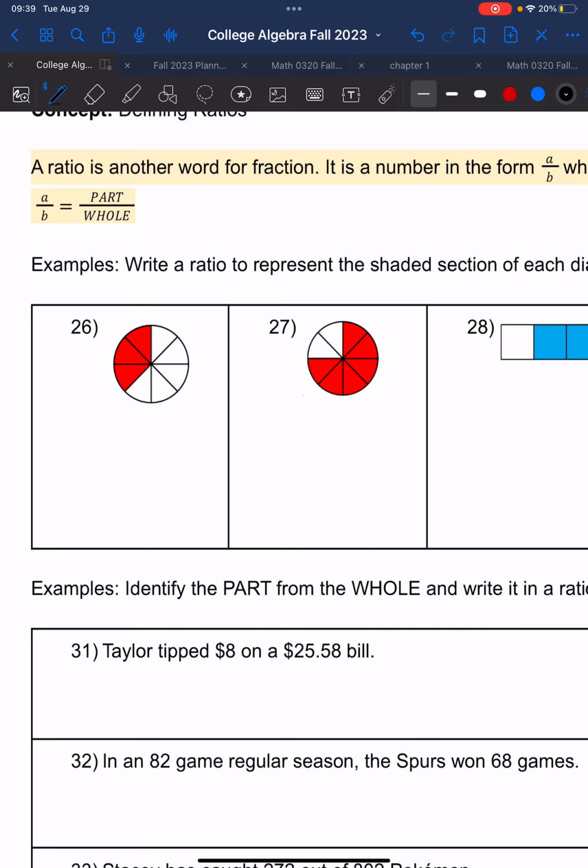So doing this, we're going to count the shaded parts, and then we're going to write that over the whole, the number of total parts. So in this one, we have 3 shaded parts over 8 whole parts, meaning our ratio here is 3/8. Okay. For this one, we have 6 parts over 8 wholes. This could be reduced to 3 over 4. So that is our answer. The ratio for this shaded region is 3/4.